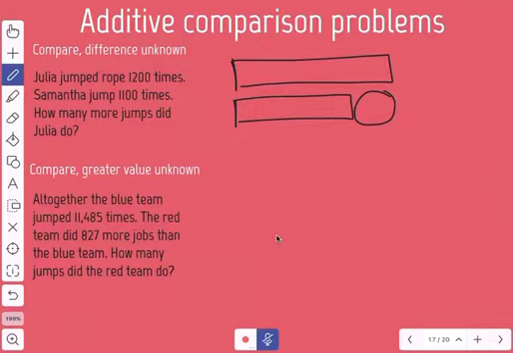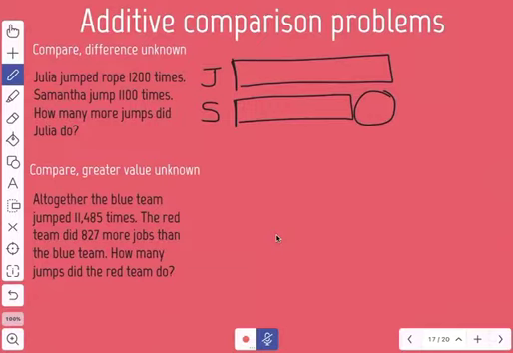So if I look at this, it says Julia jumped roped 1,200 times, Samantha jumped 1,100 times. So I always think first, who jumped more? And in this case, that's Julia. So I'm going to label that bar as J for Julia. And who jumped less? Samantha. So S for Samantha. Now, I'm going to fill in the information I know.